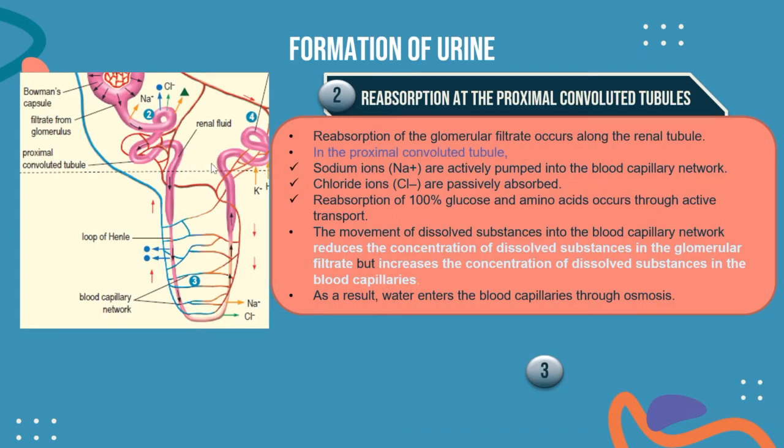Okay, so next we go to the second process that occurs. When the ultrafiltration occurs, it forms the glomerular filtrate in the Bowman capsule. The glomerular filtrate will enter the proximal convoluted tubule here. And what process occurs here? The reabsorption. Reabsorption occurs at the proximal convoluted tubule.